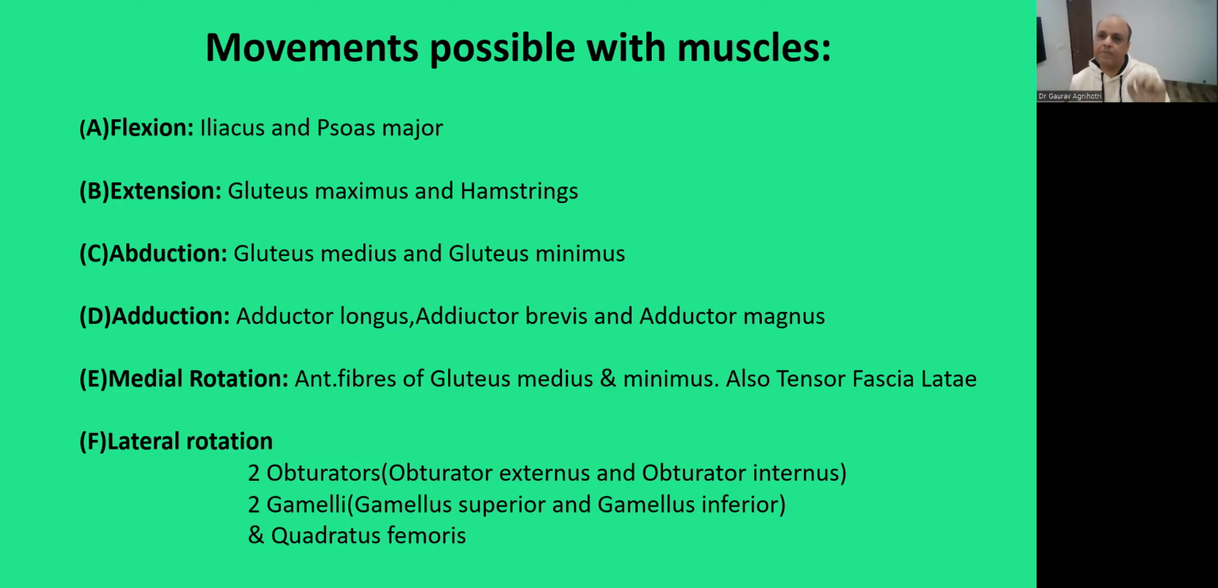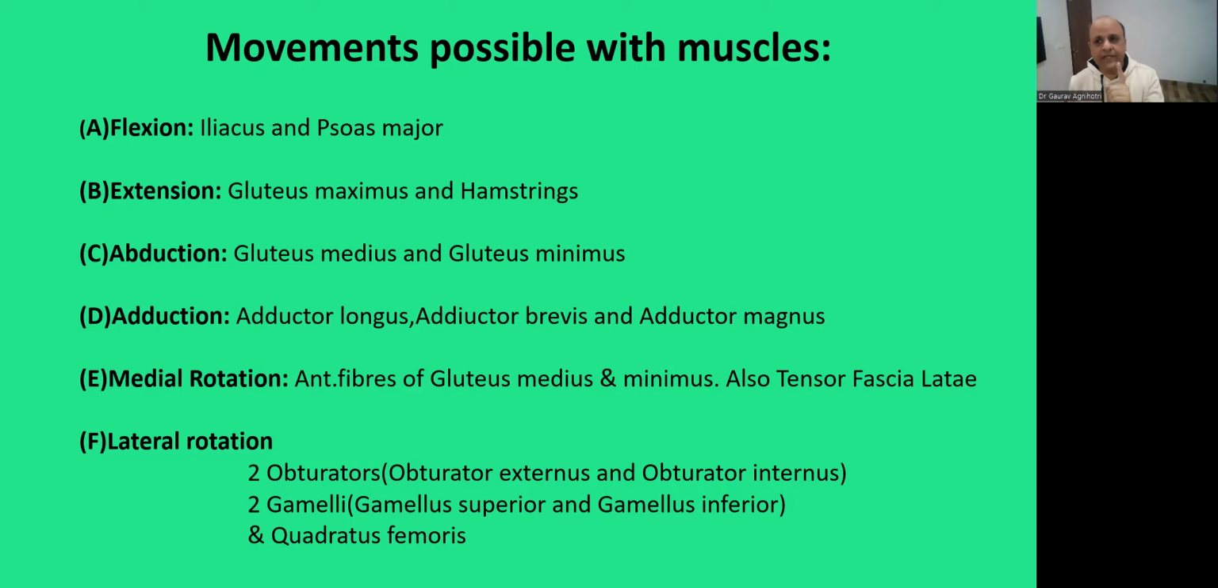So always remember, muscles at the front of the hip joint, iliacus and psoas, will cause flexion, while muscles lying posteriorly, gluteus maximus and hamstrings, will cause extension of the hip joint.